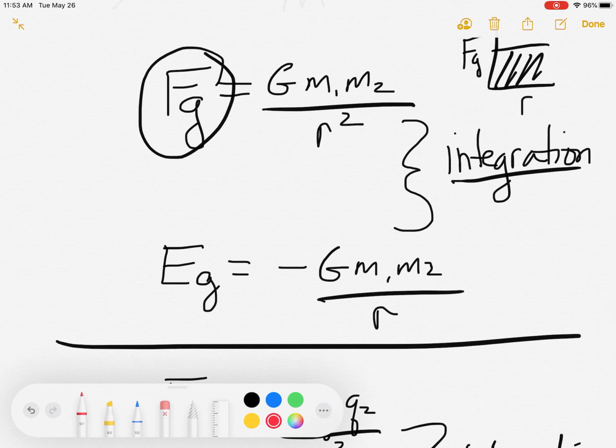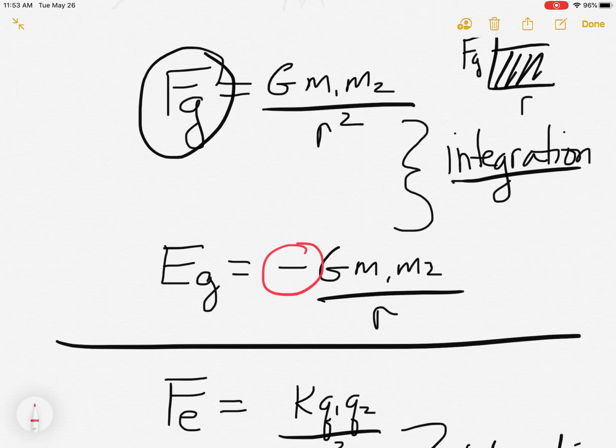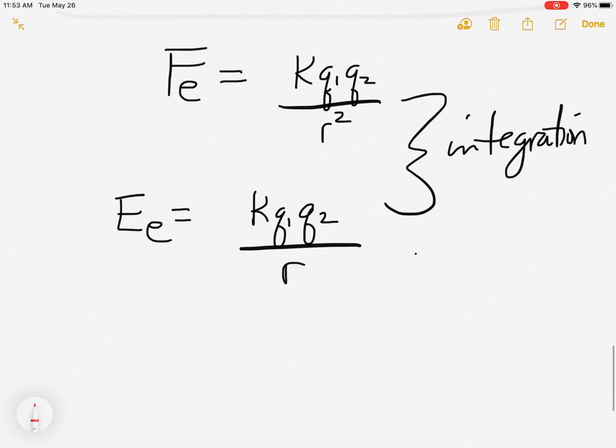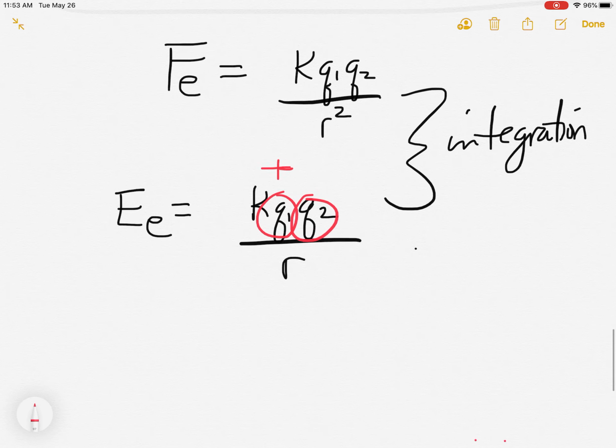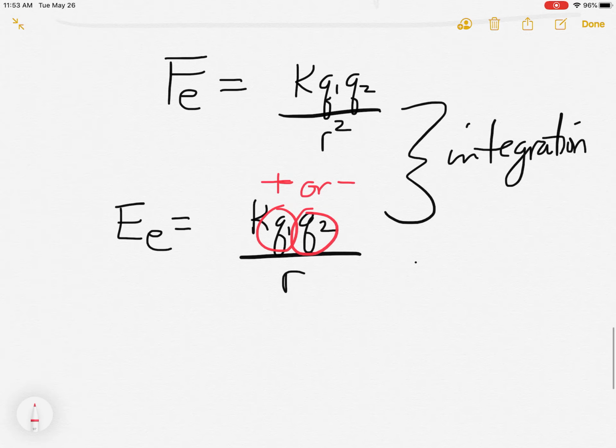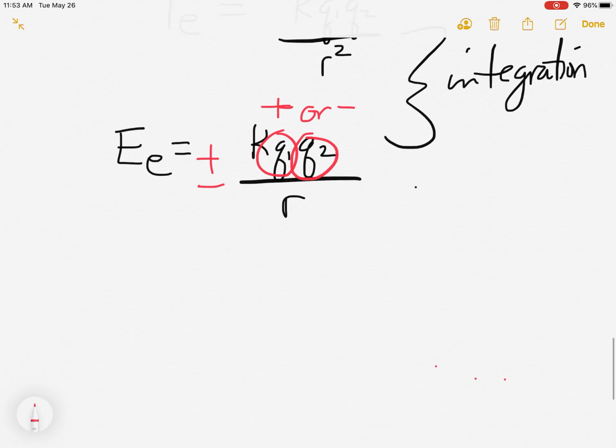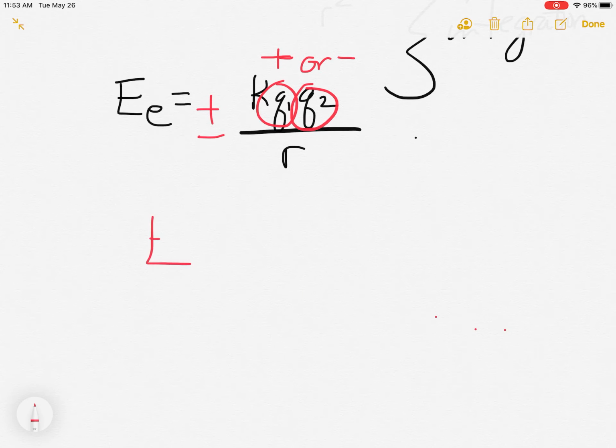With gravity, this always comes out to a negative number because these masses only have one option. They both have to be positive numbers. But it's possible that these charges right here could be a plus or a minus, which means that when you integrate this, you could end up with a plus or a minus answer for your integration. And so electrical energy has a slightly more complicated problem.